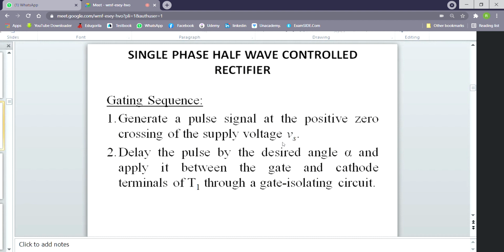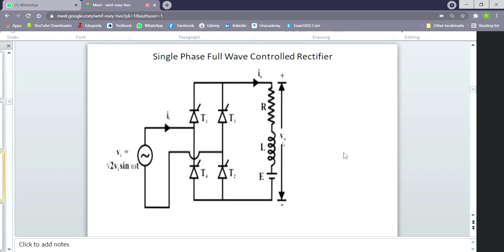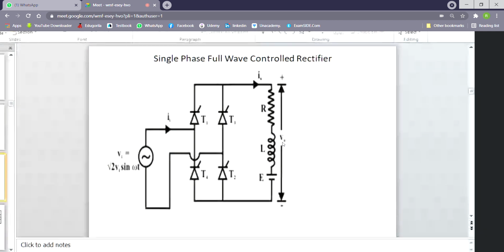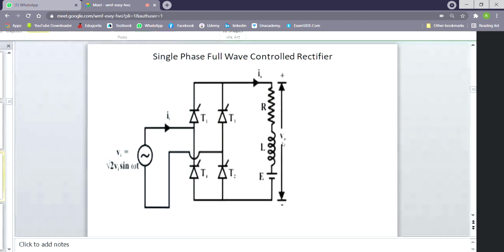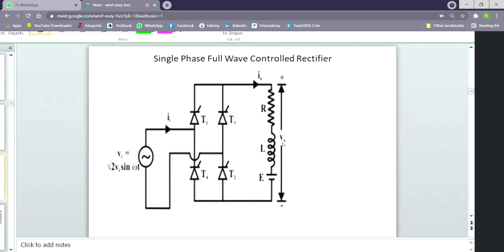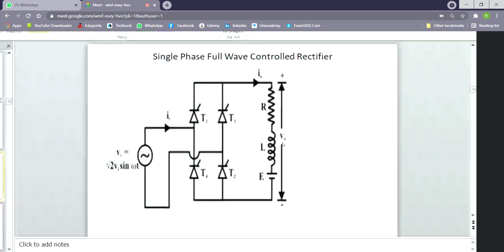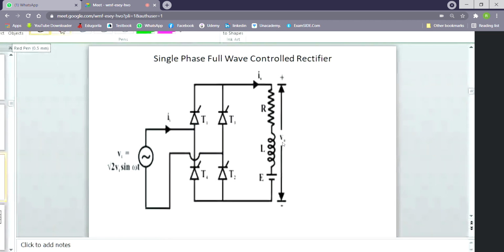So the next in line is our single phase full wave control rectifier. This is a typical picture, as can be seen here. This shows the circuit diagram of a single phase fully controlled bridge converter. This is one of the most popular circuits and it is widely used in speed control of separately excited DC machines.